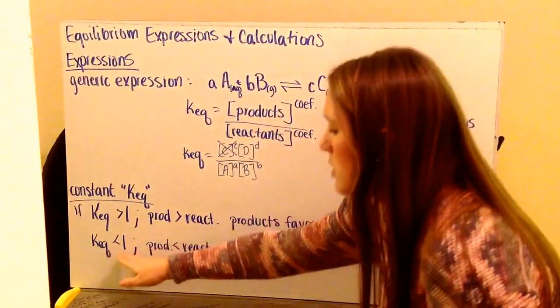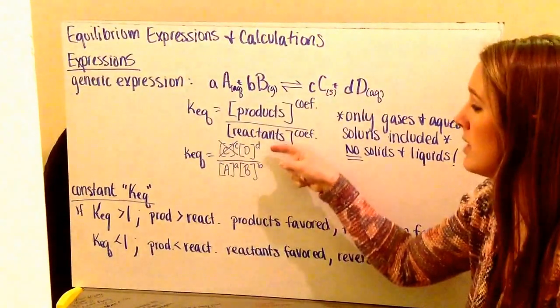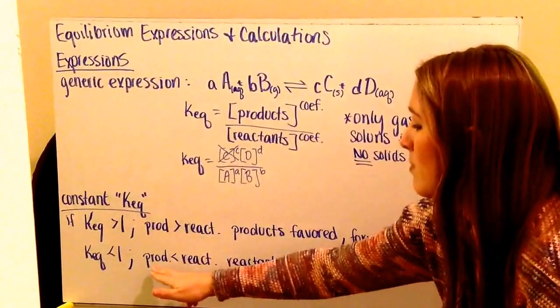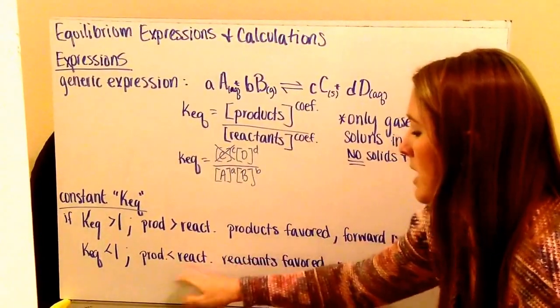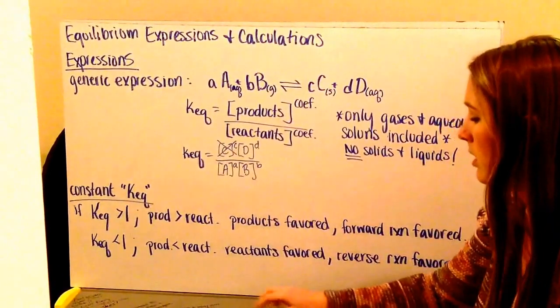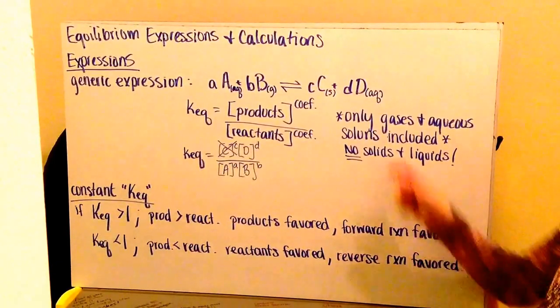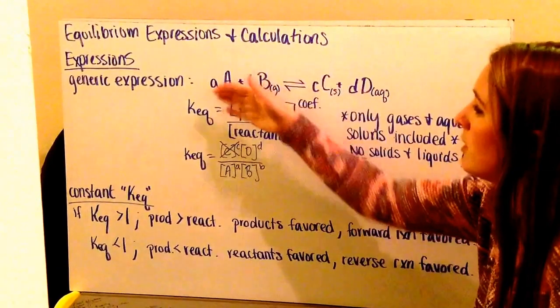If my KEQ is less than 1, that means that my denominator has to be bigger than my numerator. Therefore, I'm going to have more reactants than products, less products than reactants. My denominator will be bigger. Therefore, my reactants are favored, and the reverse reaction is favored. In other words, my reaction is going to proceed to the left more.